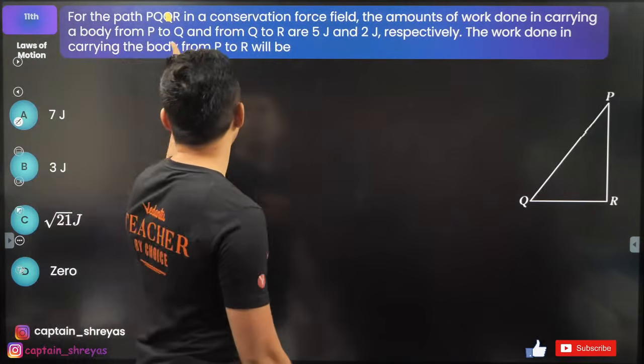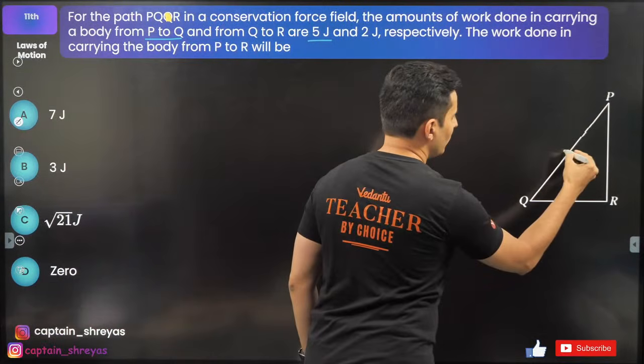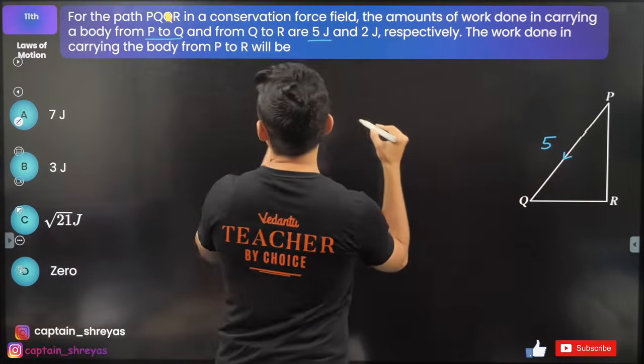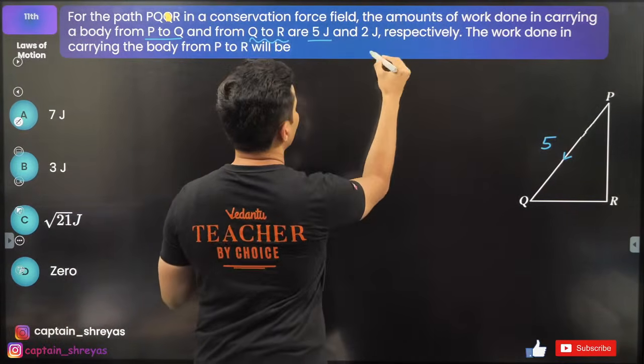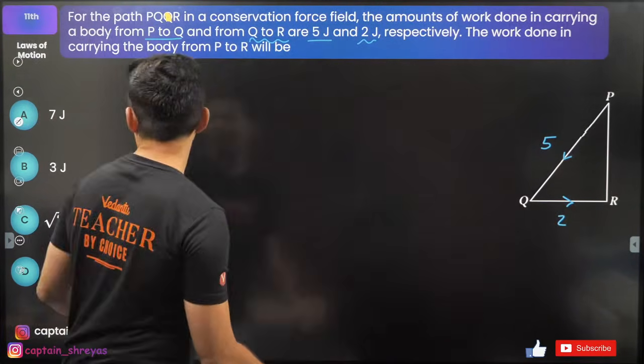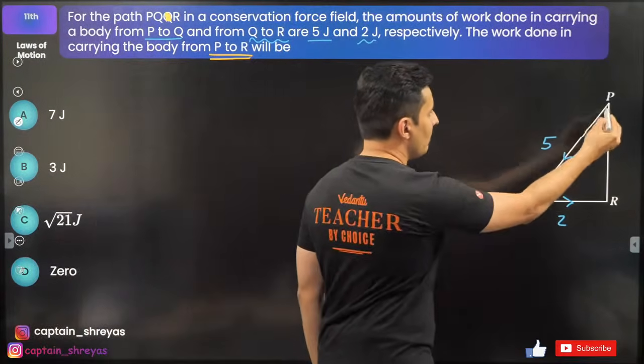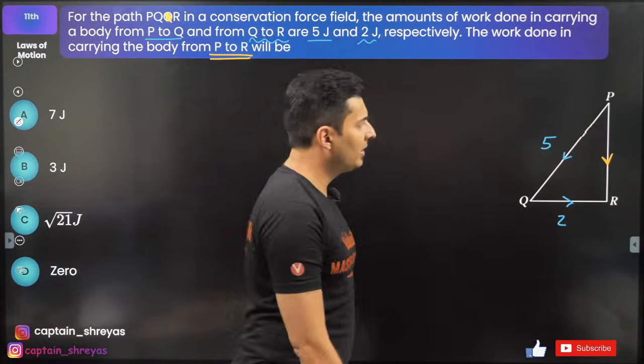Okay, so from P to Q, it is 5. P to Q is basically 5. From Q to R, it is 2. Q to R, it is 2. The question is, what is the work done from P to R? From P to R. Oh, wait a minute.